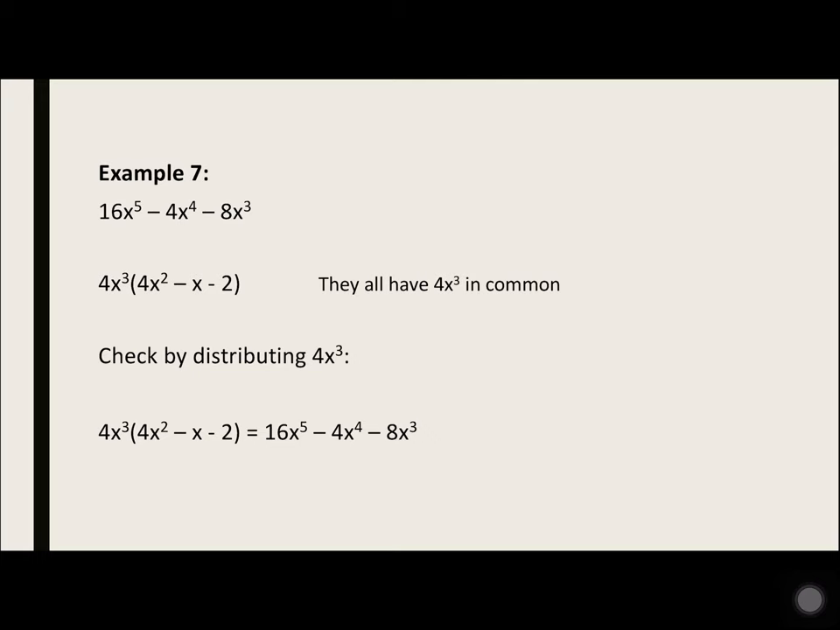Example 7, 16x to the 5th minus 4x to the 4th minus 8x cubed. They all have 4x cubed in common. Put in the parentheses what would equal the problem when you distribute. 4x cubed times 4x squared would be 16x to the 5th. Remember, we add exponents. 4x cubed times minus x is minus 4x to the 4th. 4x cubed times negative 2 is negative 8x cubed.